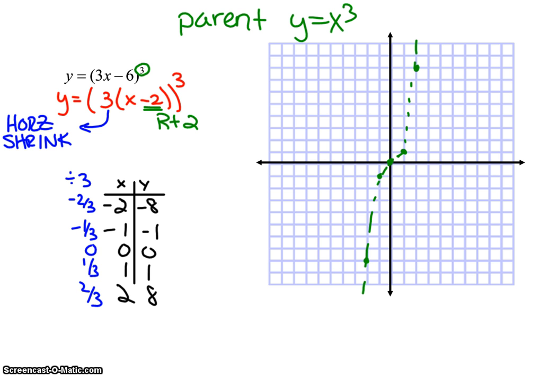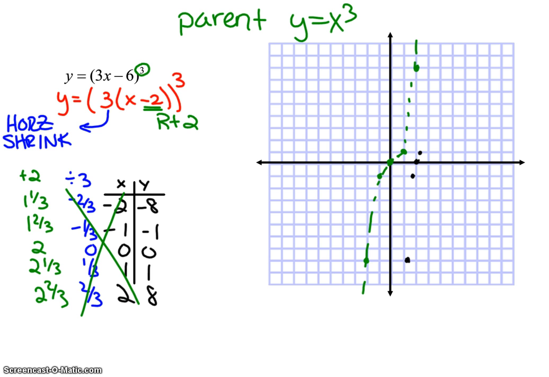Now I'm going to move it to the right 2, so that's where I'm going to go in and add 2. So if I add 2 here, I get 1 1/3, 1 2/3, 2, 2 1/3, sorry, 2 2/3. And go plot my new points. At 1 1/3, we're down here at negative 8. At 1 2/3, we're at negative 1. 2, 0, 2 1/3, 1, and then up here at 8.